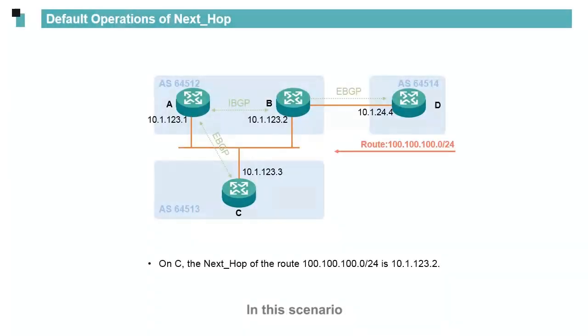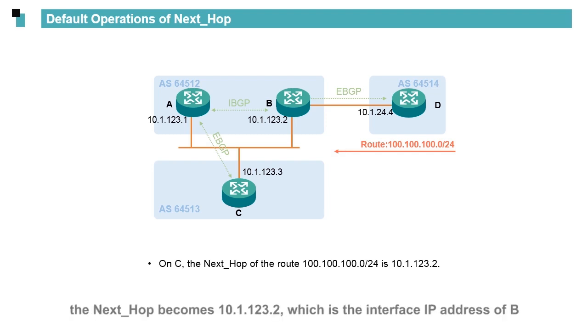In this scenario, A, B, and C belong to the same network segment. A and B are IBGP peers, whereas A and C are eBGP peers. When B transmits the BGP route to A, the next hop remains unchanged and is still 10.1.24.4. When A sends the route to C, the next hop becomes 10.1.123.2, which is the interface IP address of B.